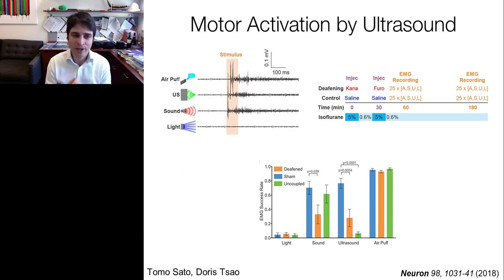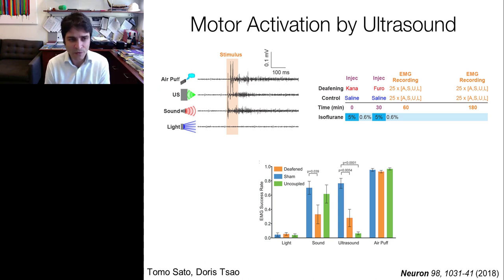Now, to test whether the ultrasound is producing this kind of startle response through an auditory effect, we try to deafen these animals chemically. And so here we're doing administration of kanamycin and furosemide, where that produces a partial deafening. And we hypothesize that when we do that, the responses to sound would be diminished. If the response to ultrasound is happening through auditory pathways, the response to ultrasound should also be diminished. But the response to air puffs should not be affected because that's not happening through this deafening susceptible pathway. And indeed, that turned out to be the case.